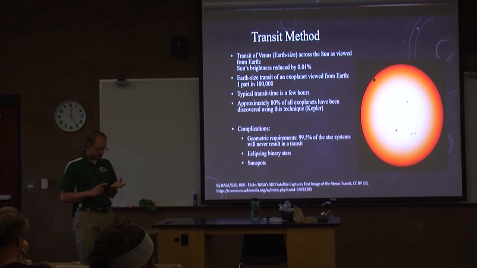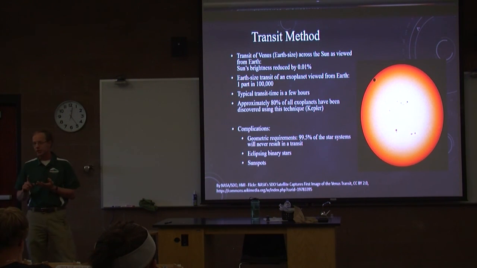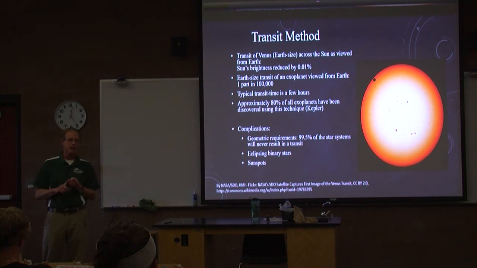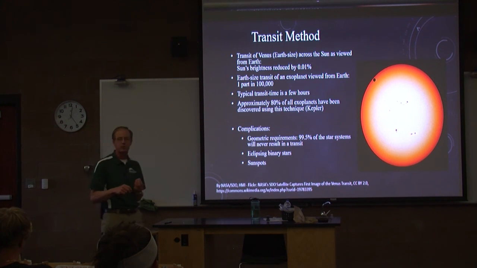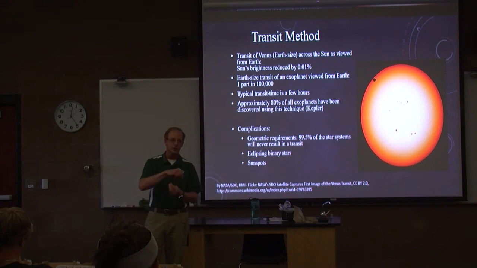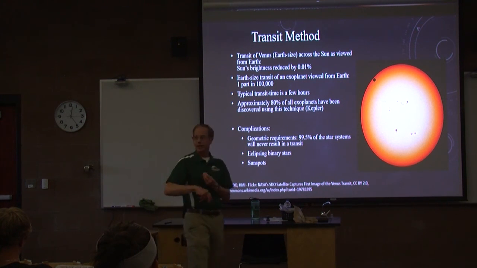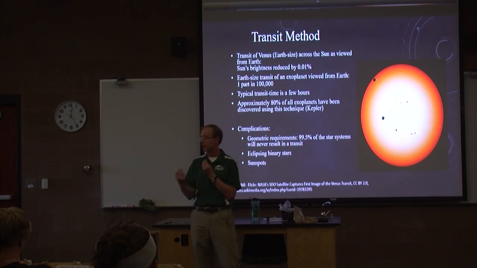A couple of other issues came up when they were first doing these measurements. One would be eclipsing binaries. Many star systems are binary star systems, and they can be very close to one another, rotating around one another like this. Every time one of those stars passes behind the other, you're going to get a dimming because you're only seeing one star instead of two.